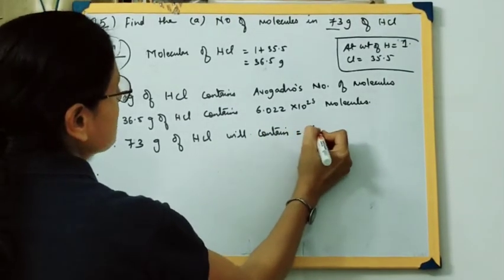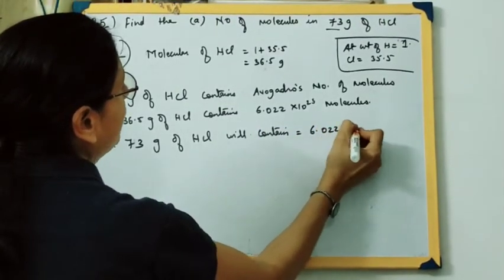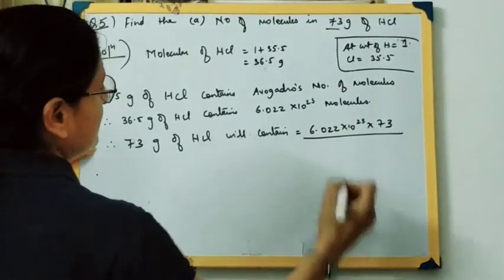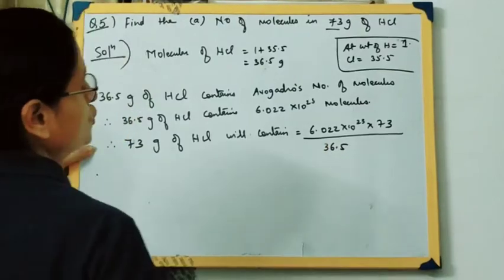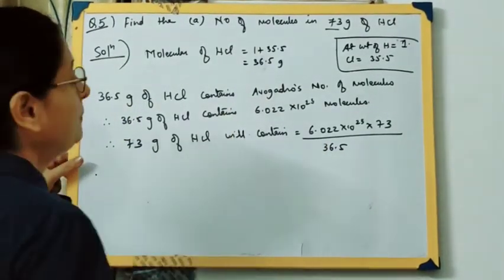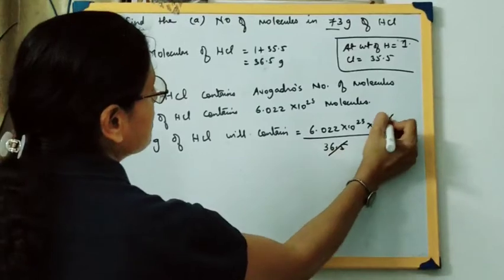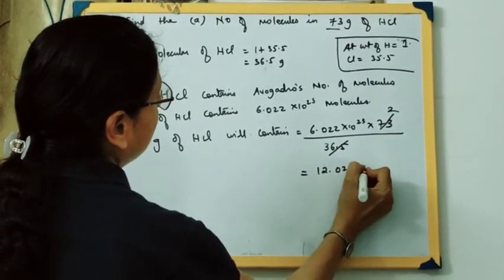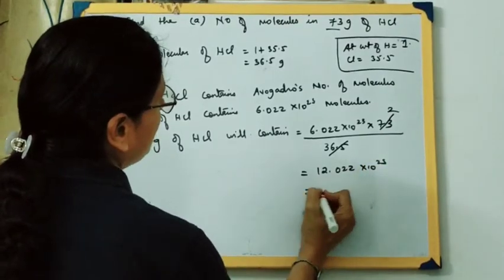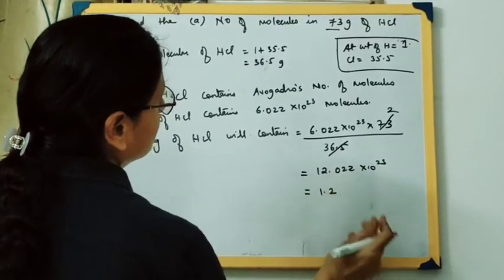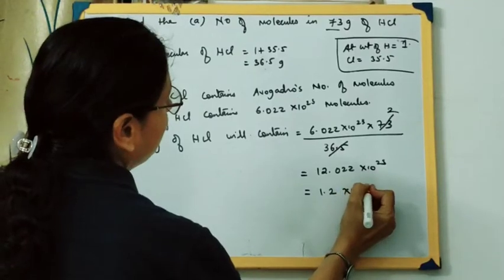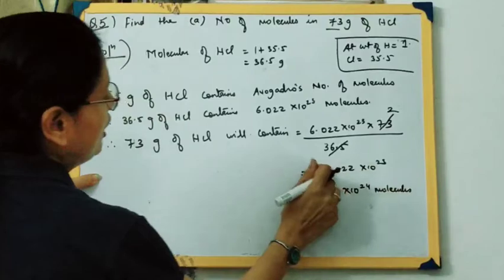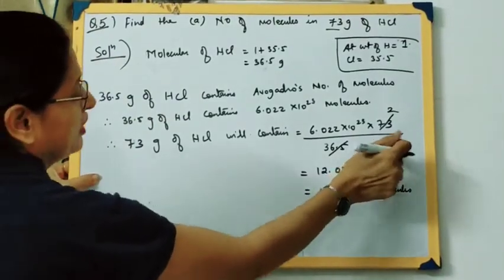what will we be doing? That is 6.022 into 10 to the power 23 into 73 upon the molecular mass, that is 36.5. So we are coming to the same ratio as in the previous sum. So this 1s are, this 2s are. So this will be what? 2 into 6.022 into 10 to the power 23 molecules, which will be equal to 1.2 into 10 to the power 24 molecules.